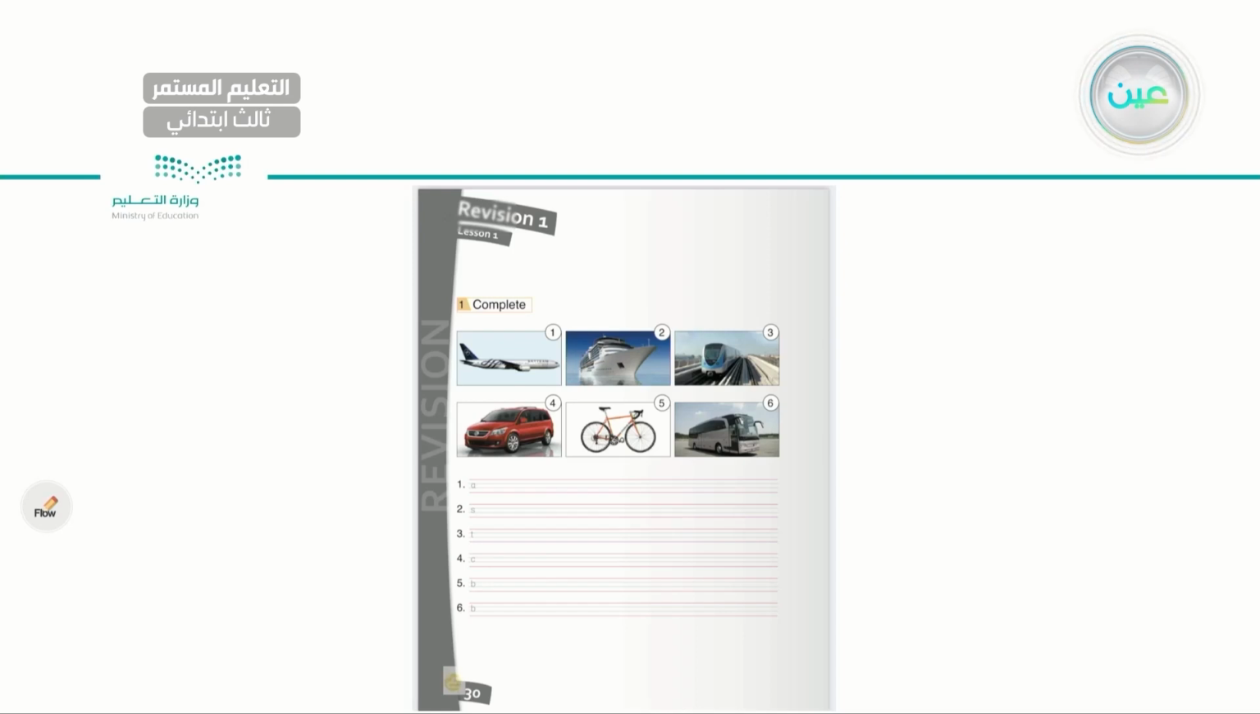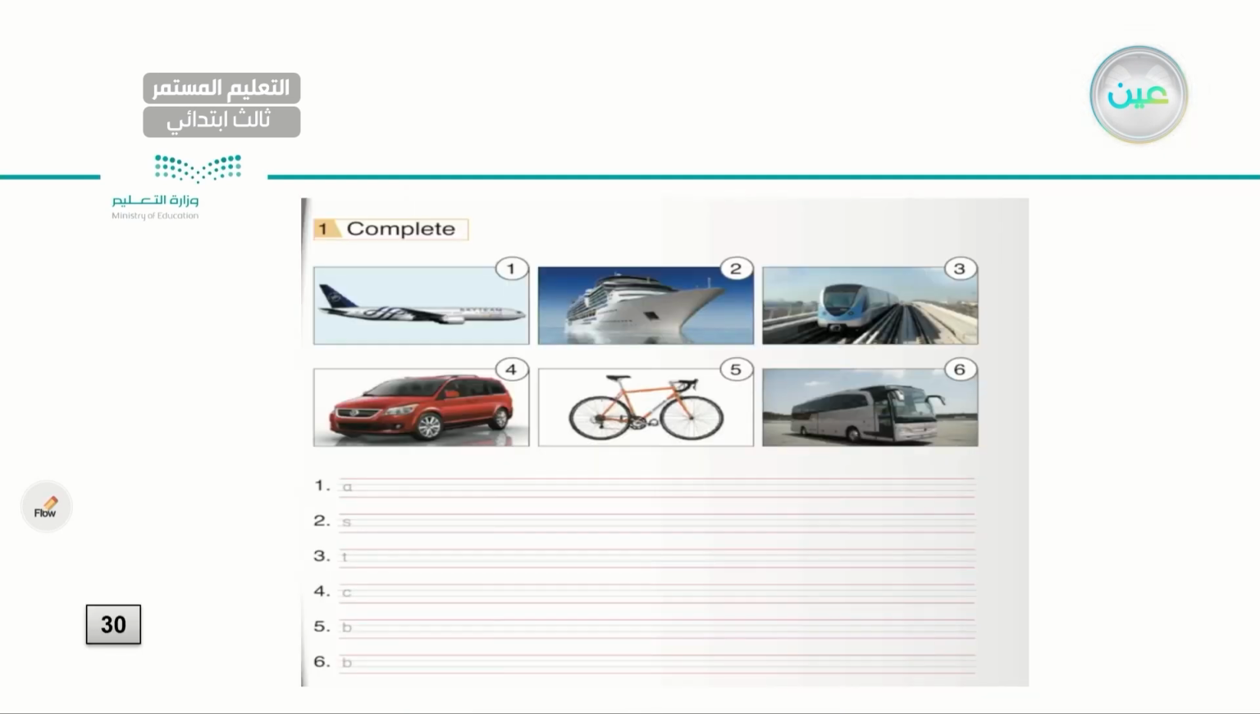Now, for this part, I need you to have your books at page 30 because this is the revision in your book that comes right after this unit, travel and transportation. For this part, as you can see, I have 6 pictures and 6 lines. What I need you to do, I'll be zooming here, complete. We already gave you the first letter. As you can see, in number 1, I have A, number 2, I have S, and so on.